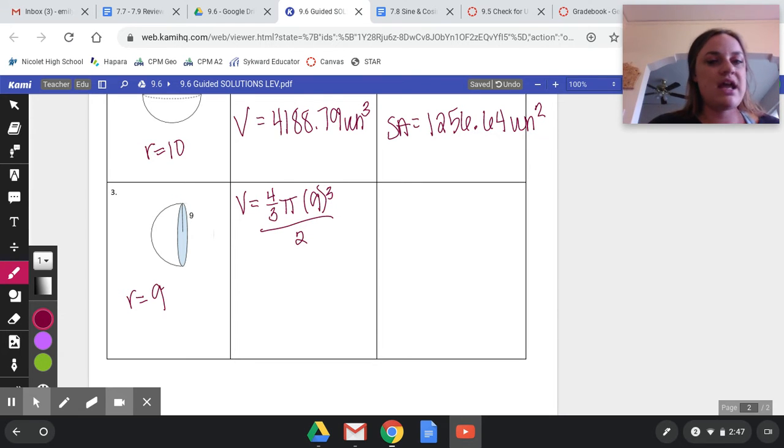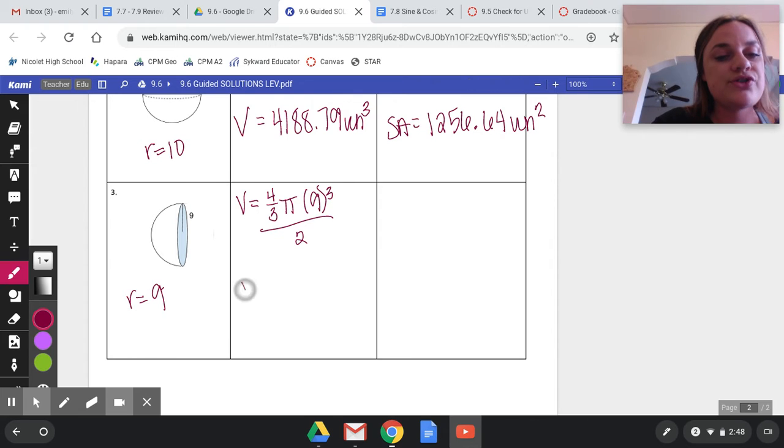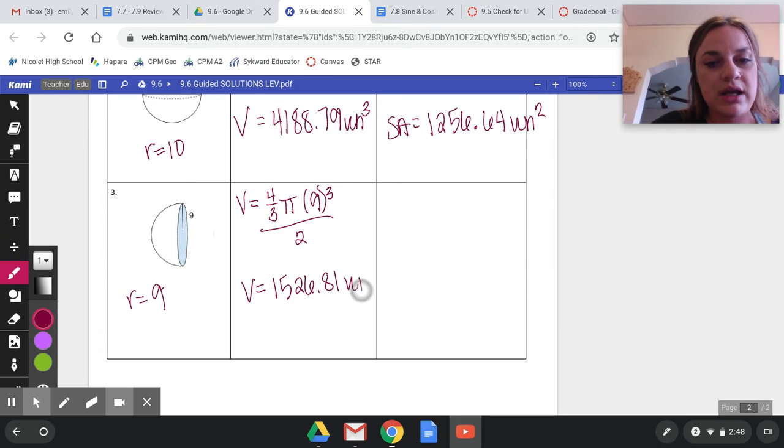So I'm going to take 4/3 times pi times 9 to the 3rd power. So if it were a full sphere, my volume would be 3,053.63. Right? But then it's not, it's only half of that, so I have to take that answer and divide it by 2. So my volume is equal to 1,526.81 cubic units.